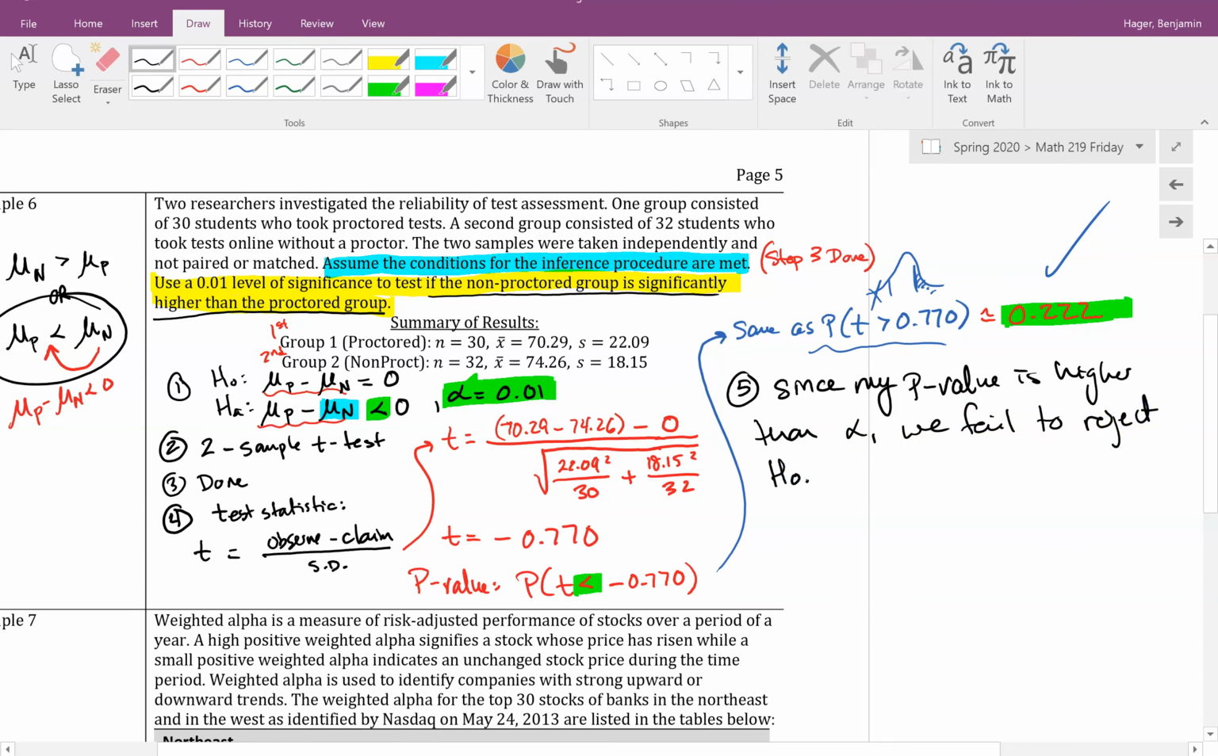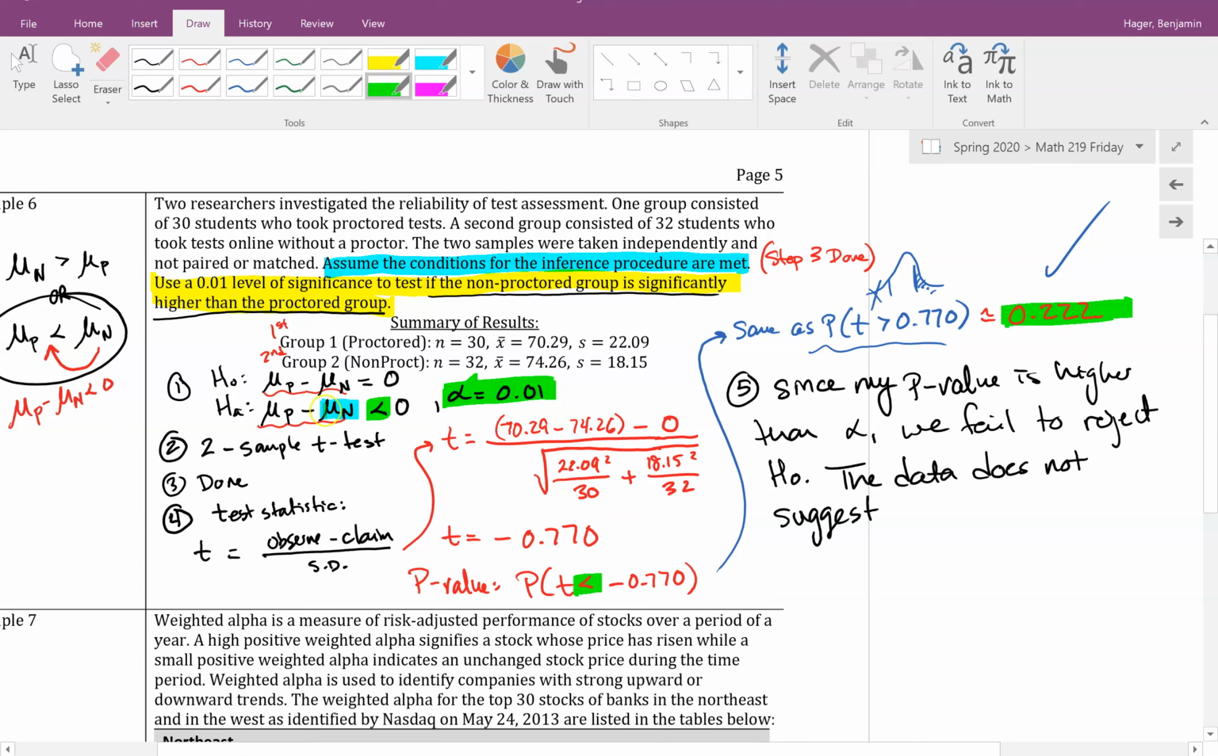So in other words, the data does not suggest that one group scores lower than the other, or that one group scores higher than the other. I'll try and say it how they did. The data does not suggest that the proctored group would score better than the non-proctored group.